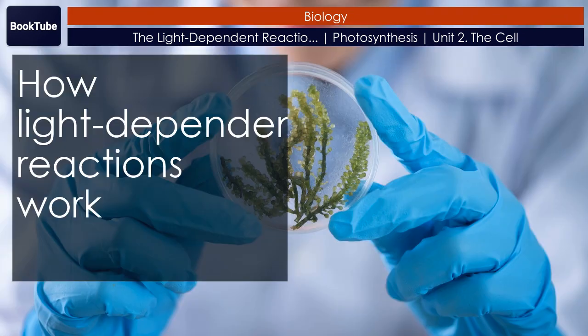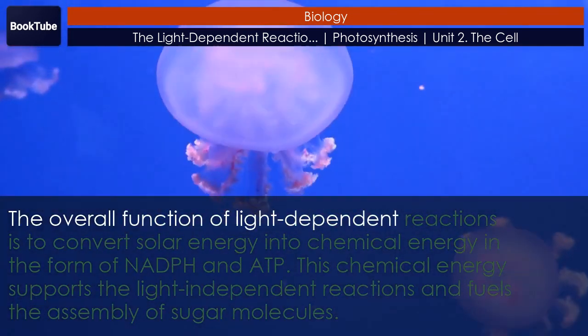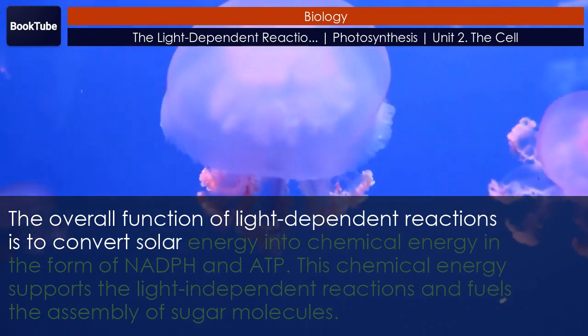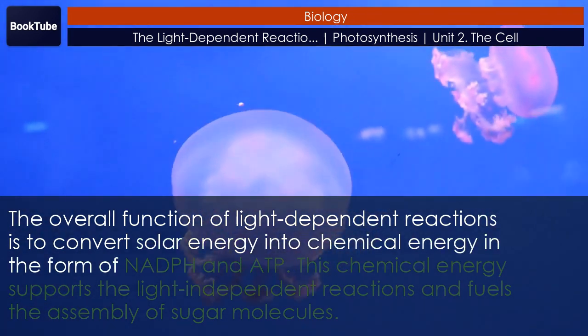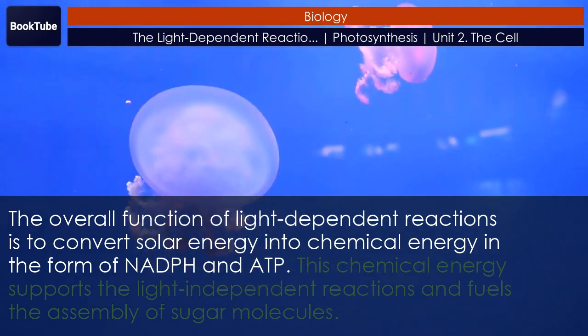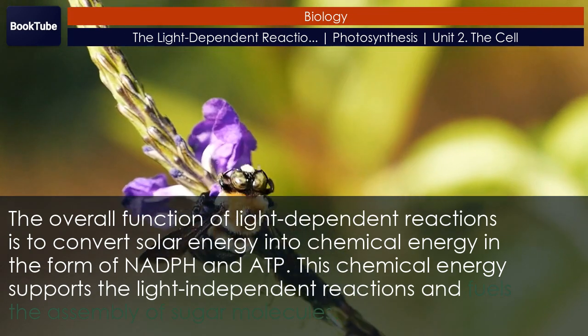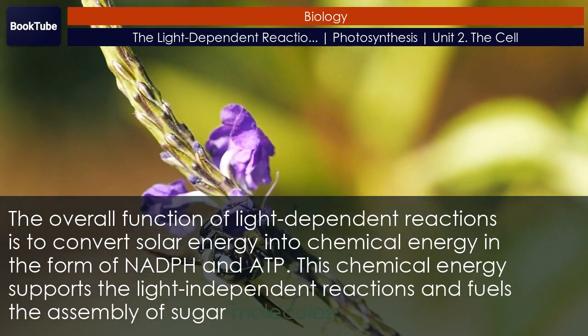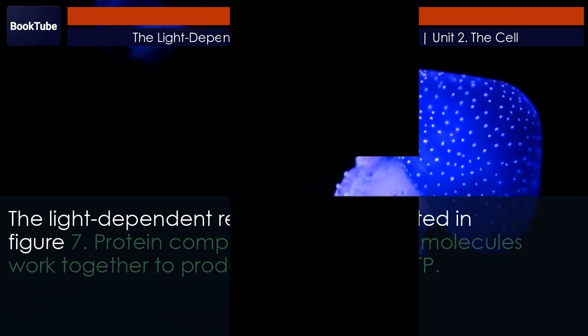How light-dependent reactions work. The overall function of light-dependent reactions is to convert solar energy into chemical energy in the form of NADPH and ATP. This chemical energy supports the light-independent reactions and fuels the assembly of sugar molecules. The light-dependent reactions are depicted in Figure 7.